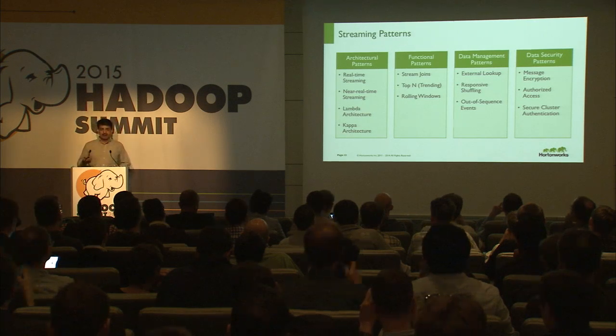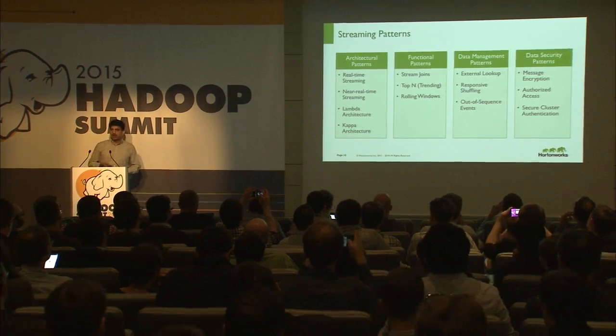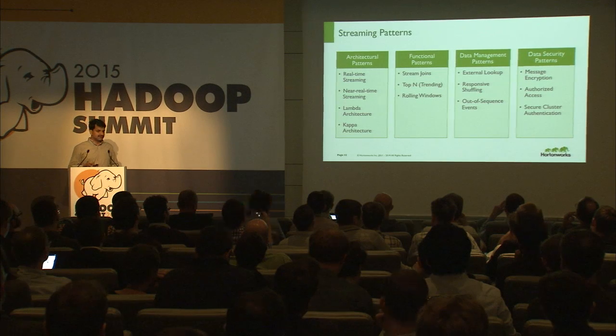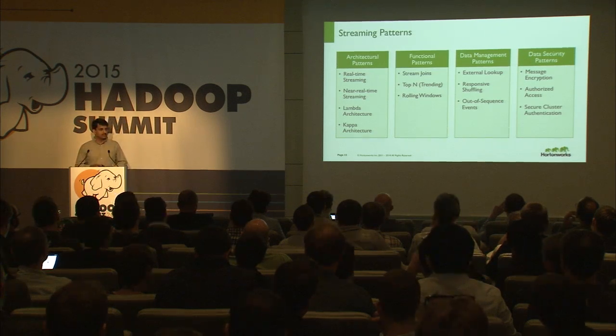You have data management patterns, like when you want to do external lookups to enrich your data sets. Or you want to shuffle your data more responsively so that you can adapt to the changing pattern of the data sets. Or handling out-of-sequence events. On the other hand, you have security patterns like message encryption or authentication and authorization.